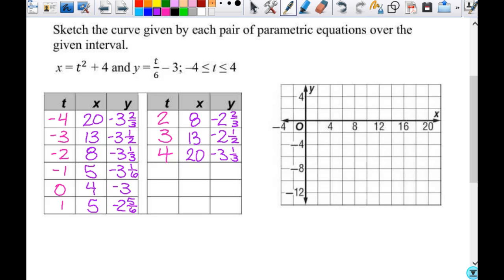So we're going to plot this. At 20, I am at -3 and 2/3. So -3 and 2/3 would be right about there. Okay. Then at 13, which this would be 14, so 13 is right here, I'm at -3 1/2, so I'm about right there. At 8, I'm at -3 1/3, about right there. Then at 5, -3 1/6. And then at 4, I'm at -3. I don't know how accurate my stuff looks, but it's close.